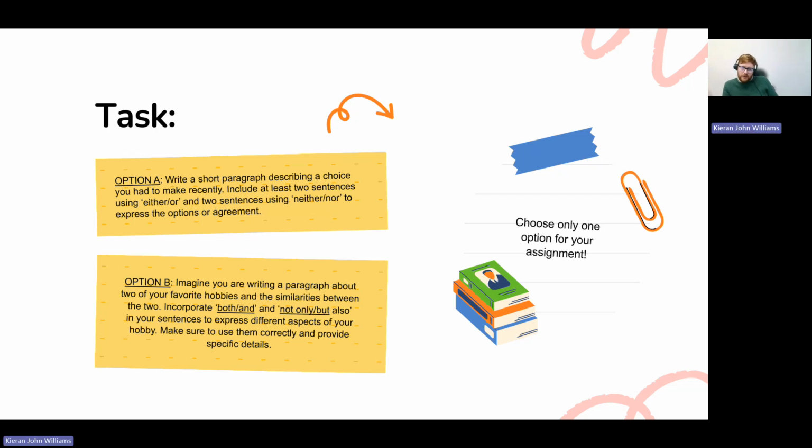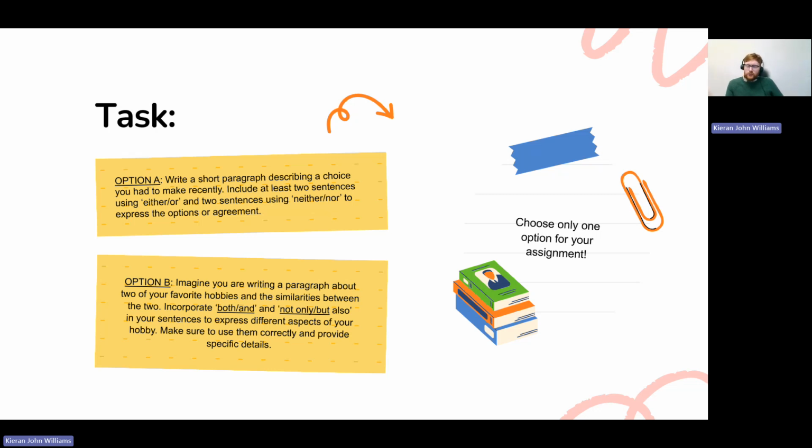Your second option is you're going to write a paragraph about two of your favorite hobbies and the similarities between those two hobbies. So this is where you really should be using both X and Y, or not only X, but also Y, in your sentences to show those similarities. Make sure in either of these options that you're using them correctly and you're also providing extra detail. Okay. So choose one of those options and write what you've got on the screen.